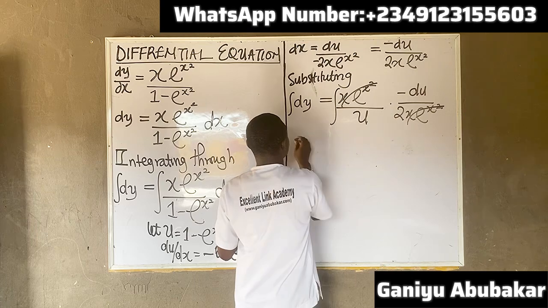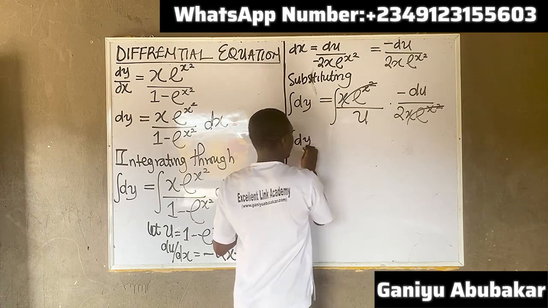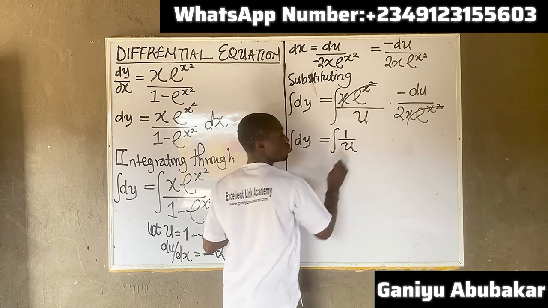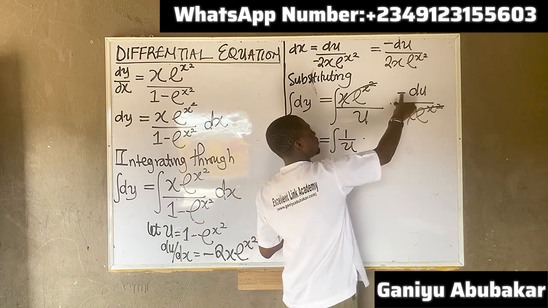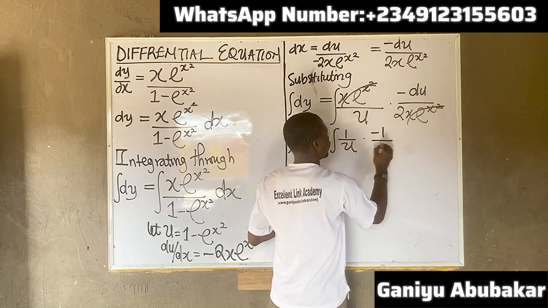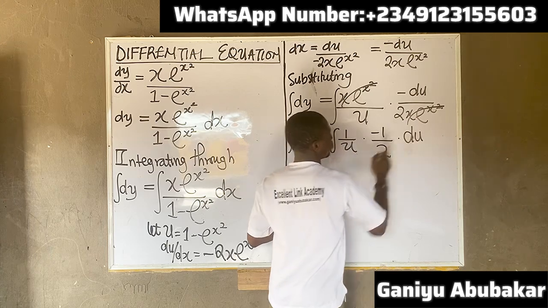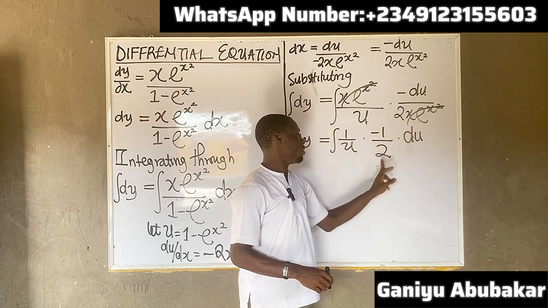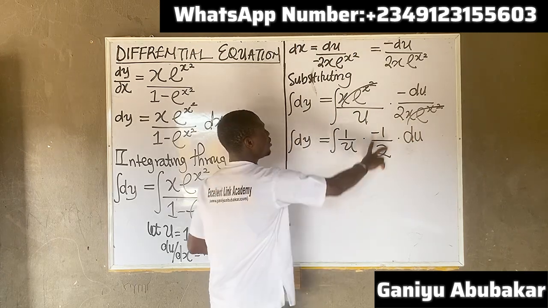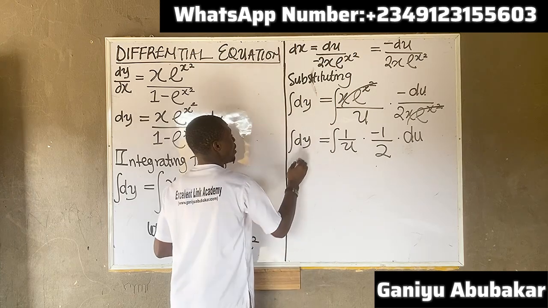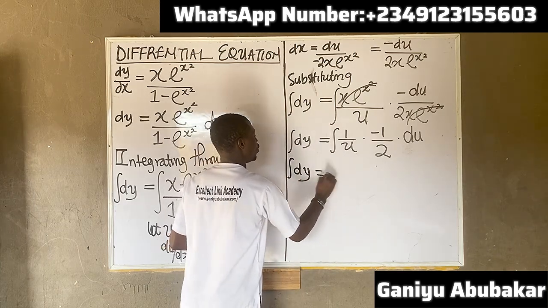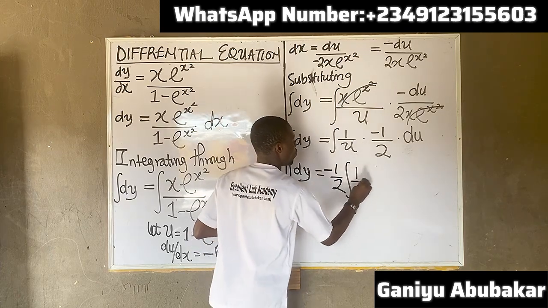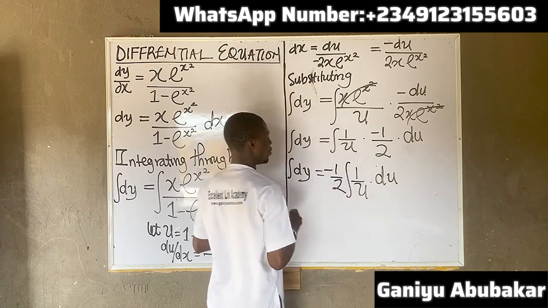So this gives you the integral of dy is equal to the integral of 1 over u times minus 1 over 2 times du. Minus 1 times du gives you minus du. These two remain the same. So I separate it and bring these two outside the integral sign. That gives you the integral of dy is equal to minus 1 over 2 comes out front, integral of 1 over u du.